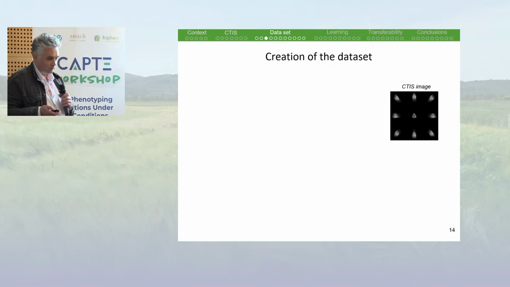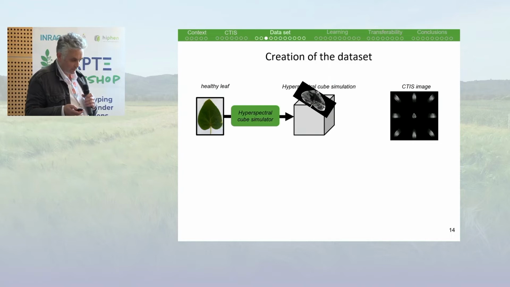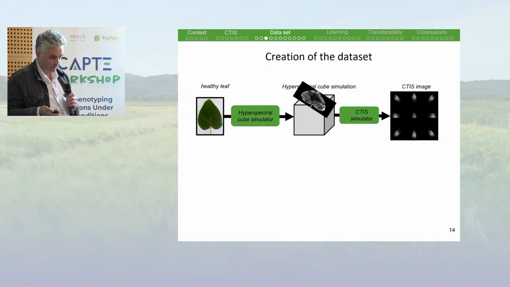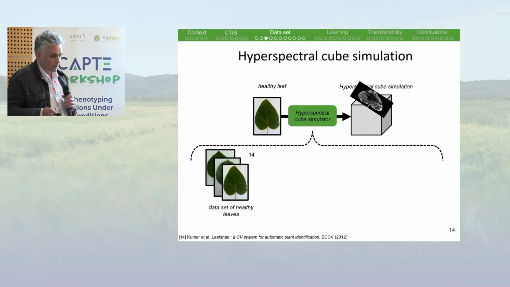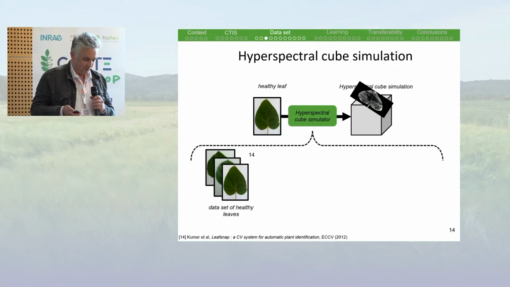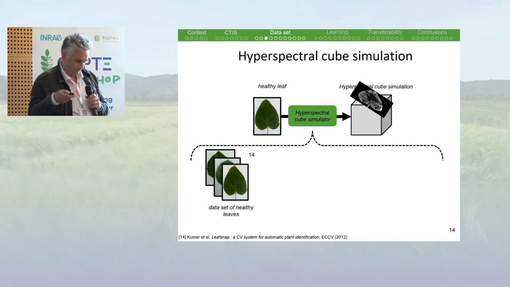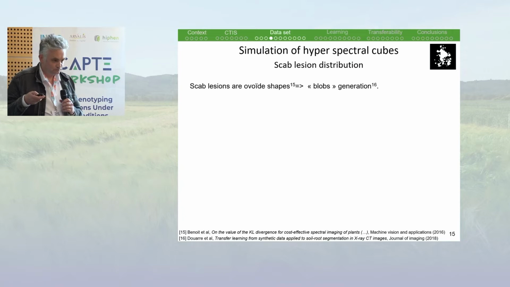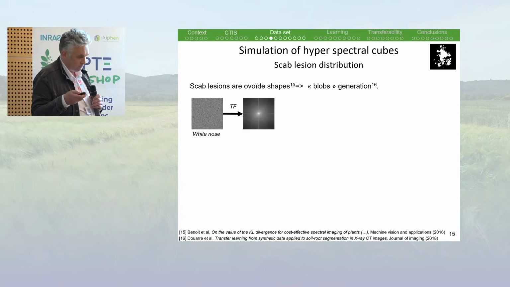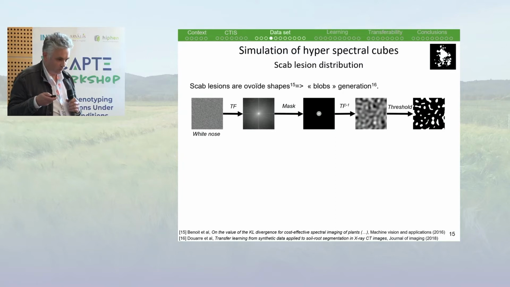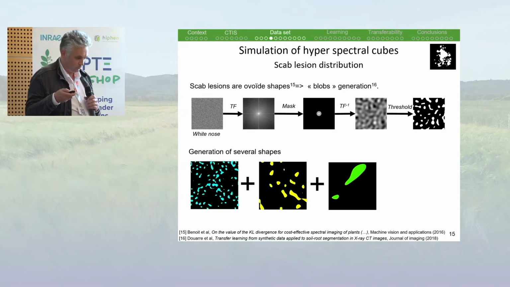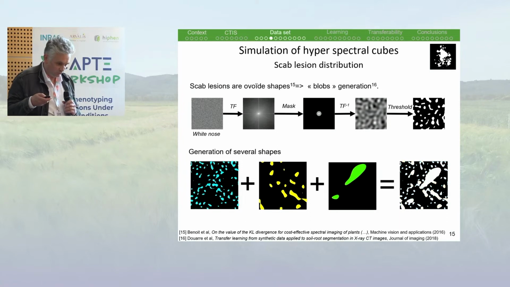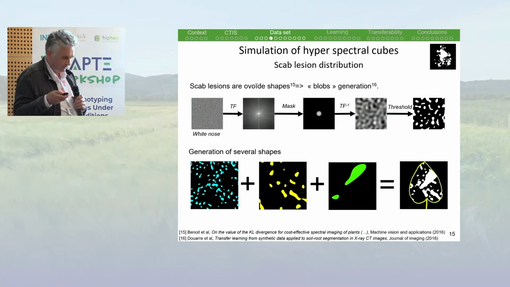So we need to create the data set, which we do this way. We take healthy images. We have a hyperspectral cube simulator, and then a CTIS simulator. So everything is simulated physically. We take tons of data sets of healthy leaves, and then we simulate some scabs this way to generate scabbed images. Since the lesions have an ovoid shape, we generate some shapes in the Fourier domain to mimic this kind of lesion and to produce automatically annotated images in this way.